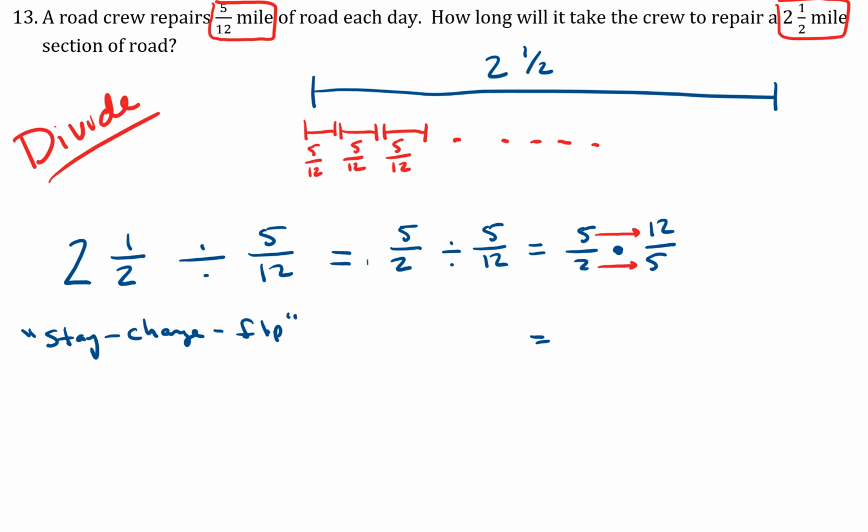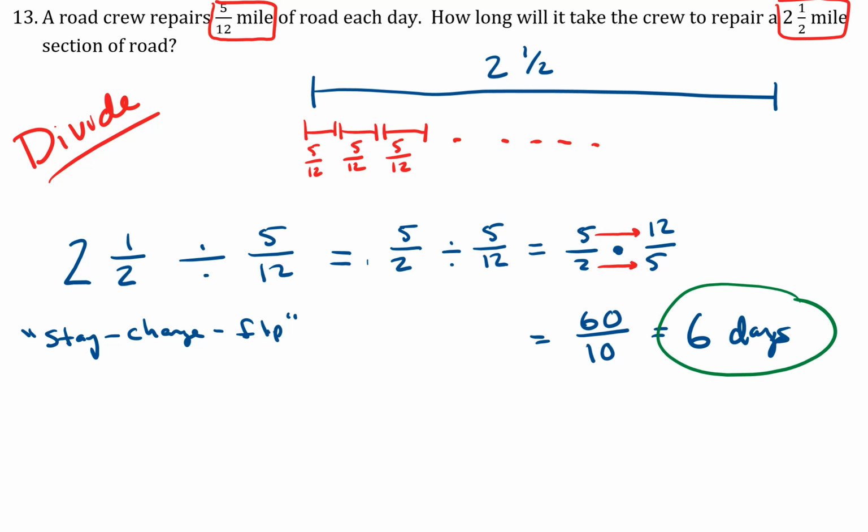And so 5 times 12 is 60 on top. 2 times 5 is 10 on the bottom. And the fraction 60/10 means 60 divided by 10, which would be 6. And so how long will it take? It will take 6 days to complete that section of road. Okay, and that should do it for this problem.